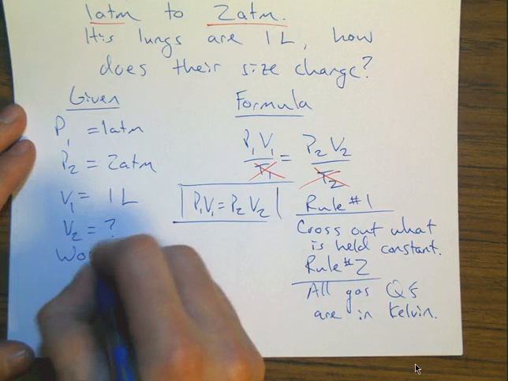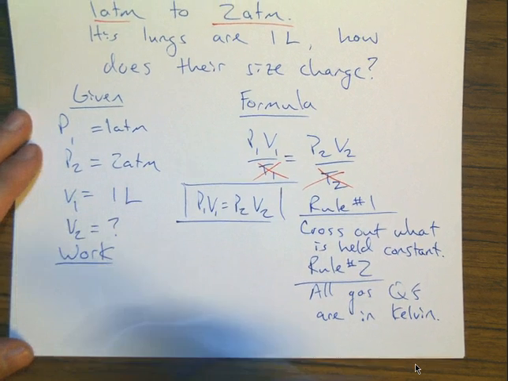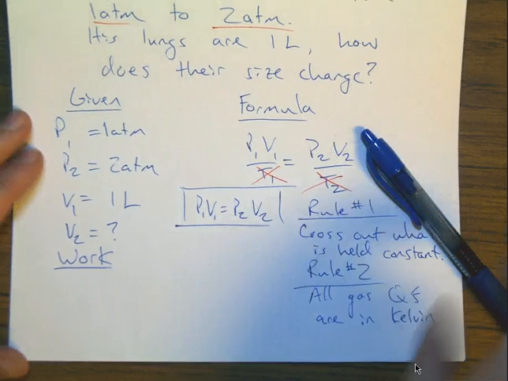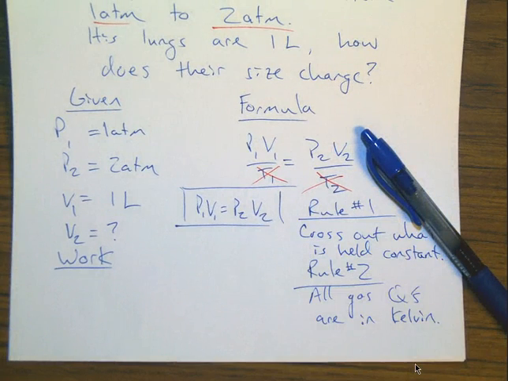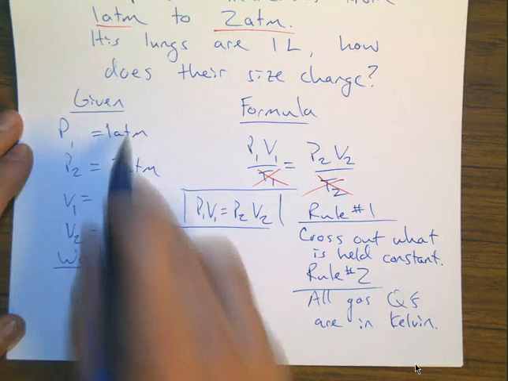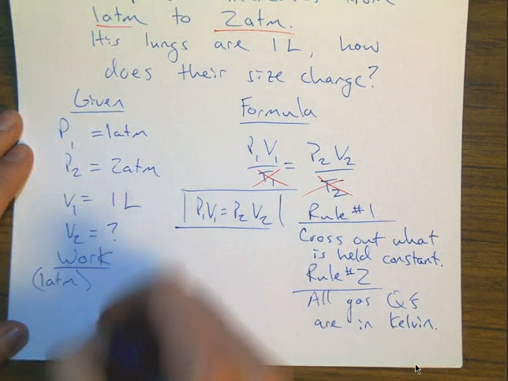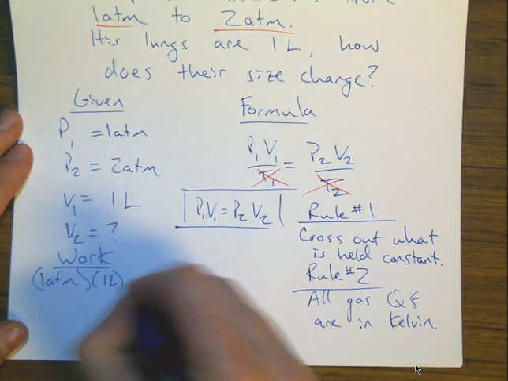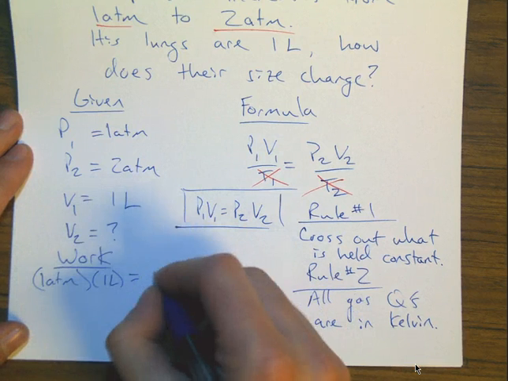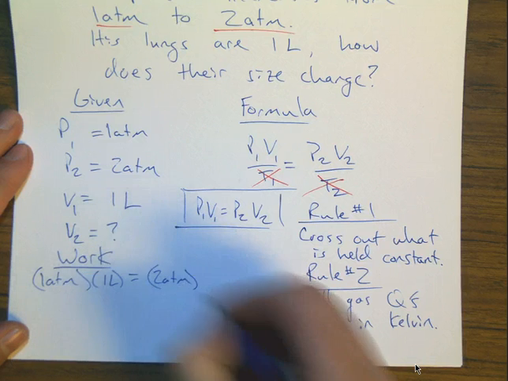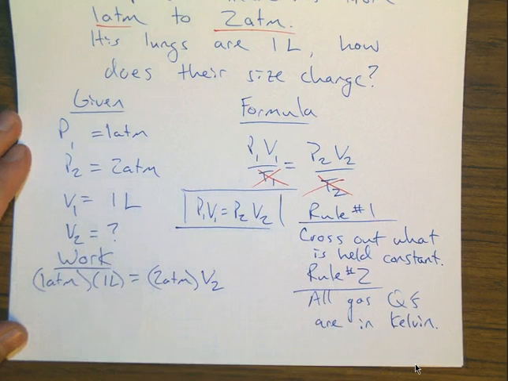Now we're going to get to the work of this problem. I'm going to plug in my variables and solve for my unknown. In this particular problem, I have P1 as 1 atmosphere, so I plug it into my equation as 1 atmosphere times the volume, which is 1 liter, equal to the pressure, which is 2 atmospheres, times the second volume, which is just V2. I'm going to leave it V2.